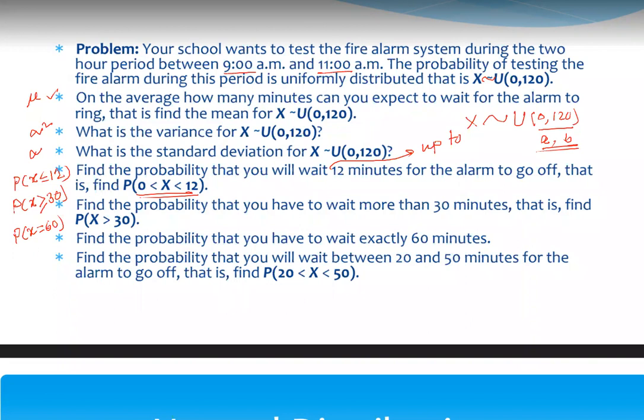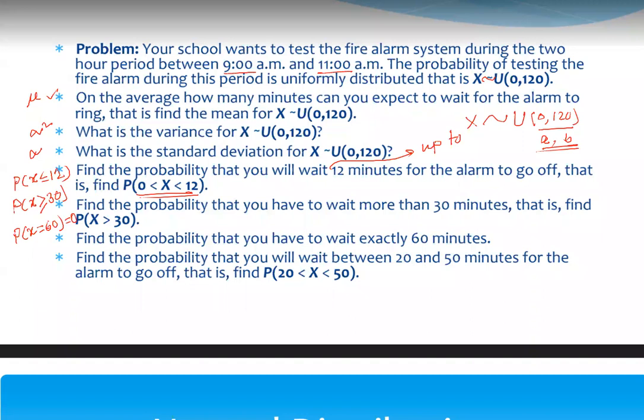Anybody knows? I just told you, probability of a single point is what? 0. So probability that X is going to be exactly 60 is 0. I just showed it to you.